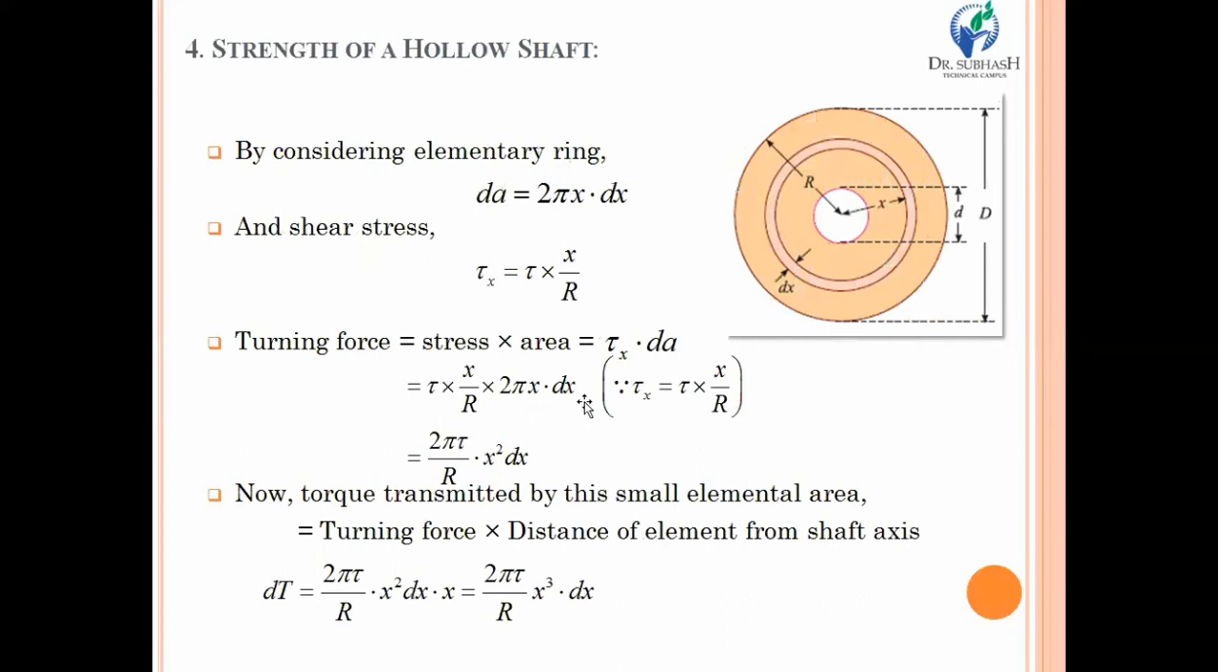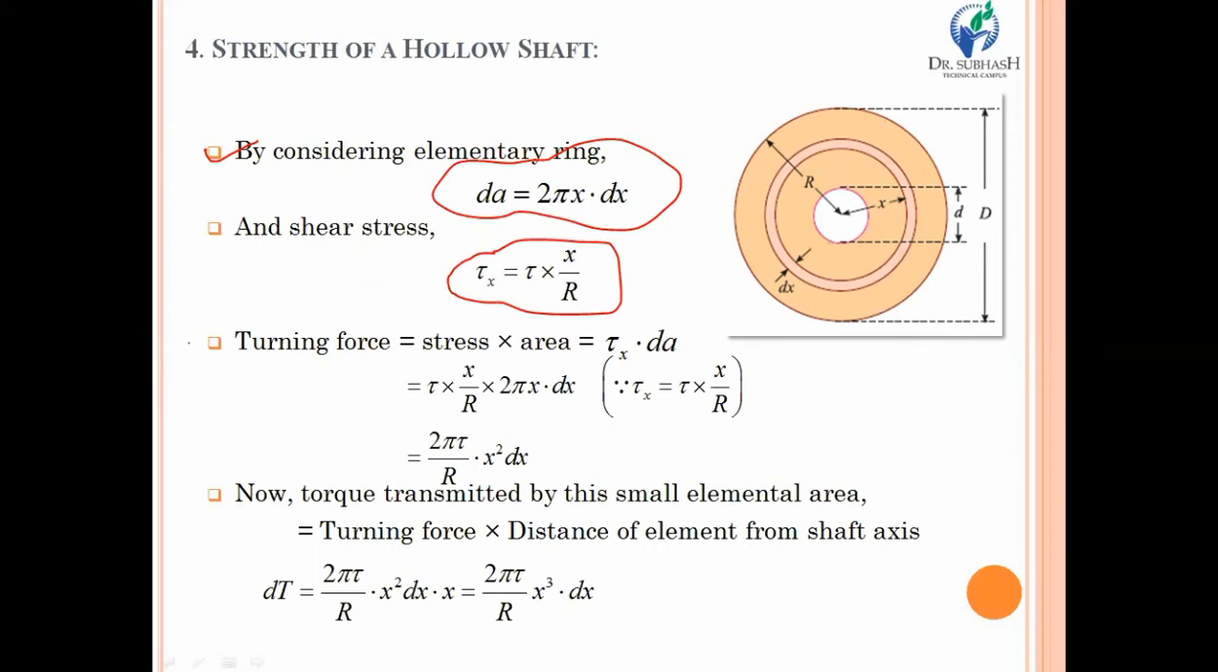Now, similar to what we discussed in the previous case, topic number 4 is the strength of a hollow shaft. You just have to follow the same procedure, but as compared to the previous one, here the shaft is not solid, but a hollow shaft is given to you. Once again, consider a small elemental ring, and first of all calculate the area of that ring. Once you have calculated the area, calculate the shear stress that is produced at a distance x. So tau x is equal to tau into x upon r.